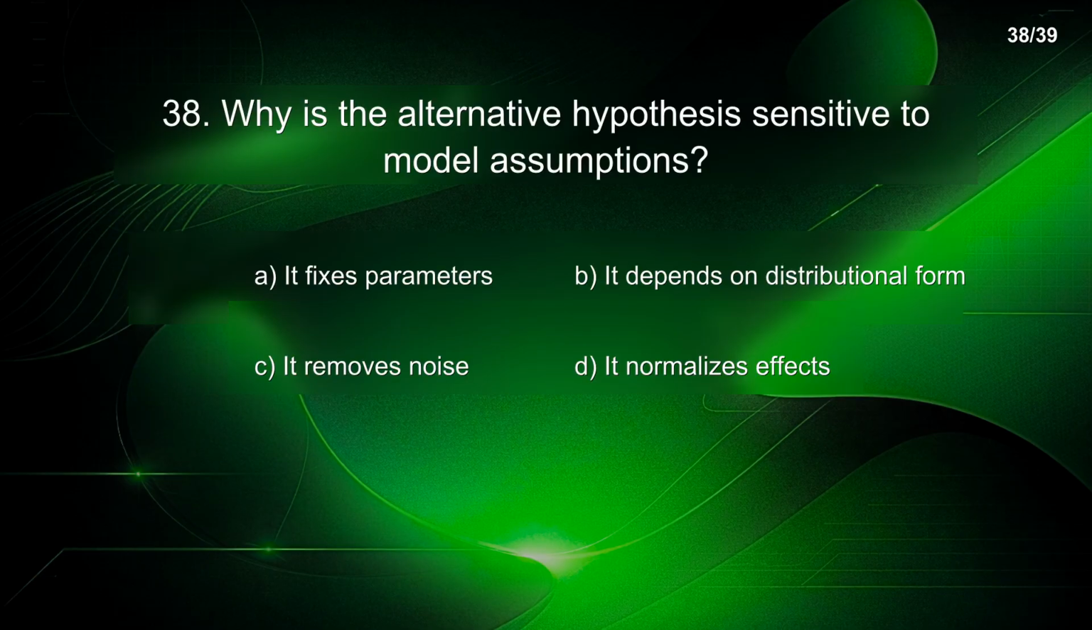38th question. Why is the alternative hypothesis sensitive to model assumptions? A. It fixes parameters. B. It depends on distributional form. C. It removes noise. D. It normalizes effects. Correct answer is B. It depends on distributional form.